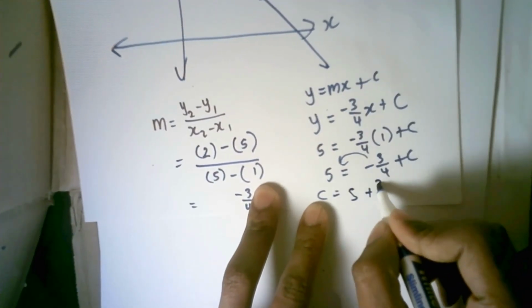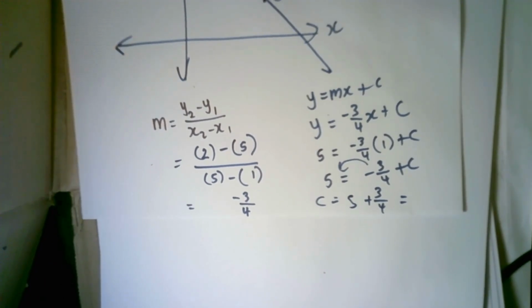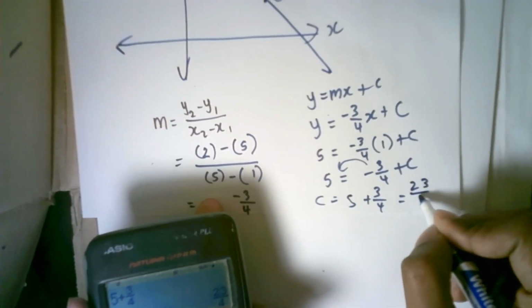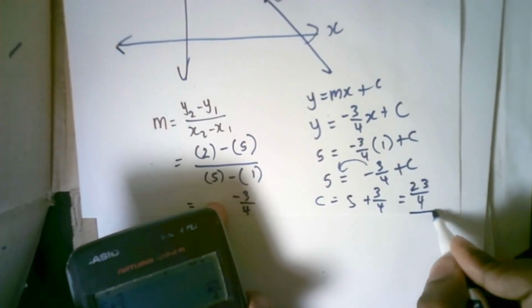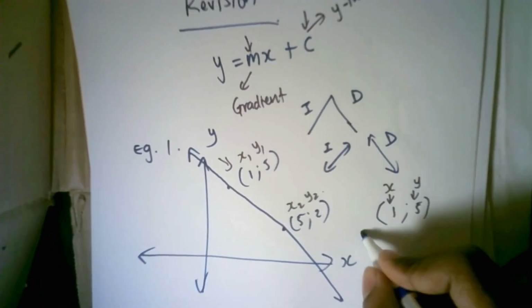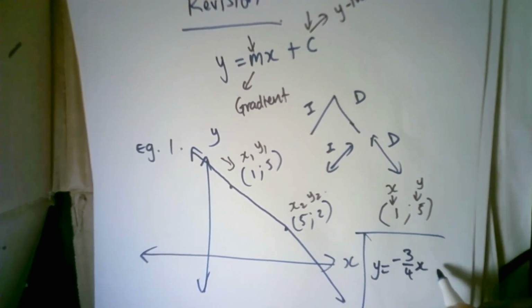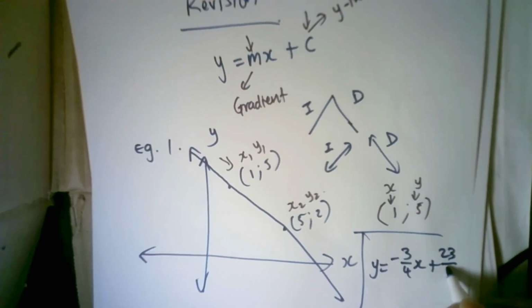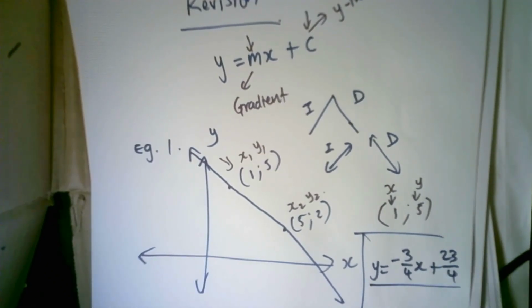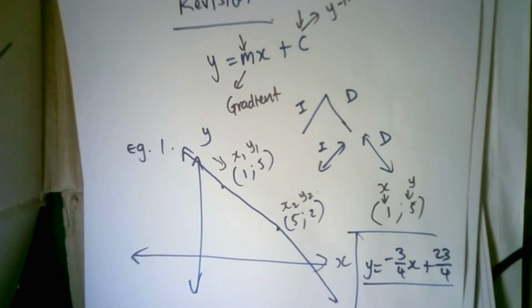5 plus 3 over 4, and you can show your calculations, or you can just enter this quickly into your calculator, and that should be equal to 23 over 4. So this is the value of c. So your final answer, I'm just going to write it on the top just to save some space. It's y is equal to negative 3 over 4x plus 23 over 4. That is the equation of this straight line. And again, I did not take a ruler and draw this, but you are going to take a ruler and you are going to draw it.